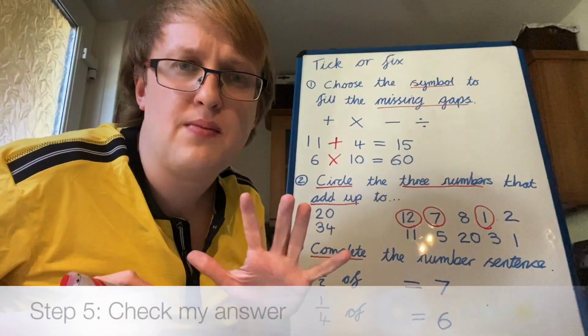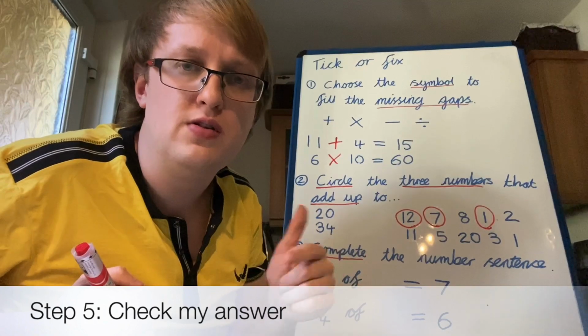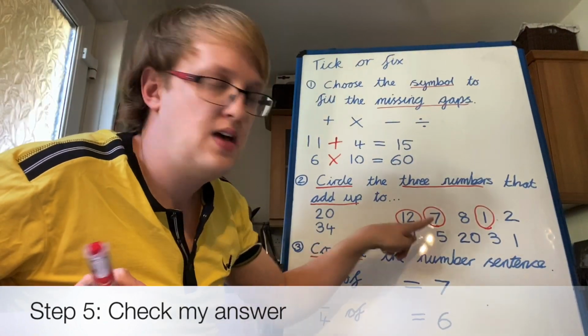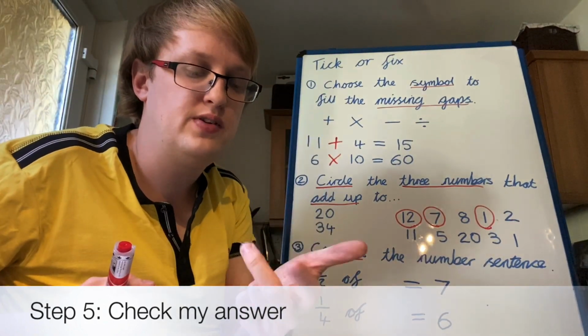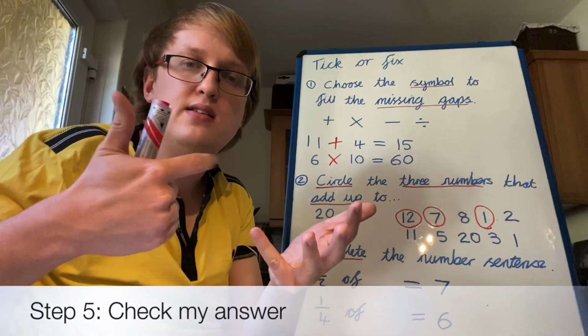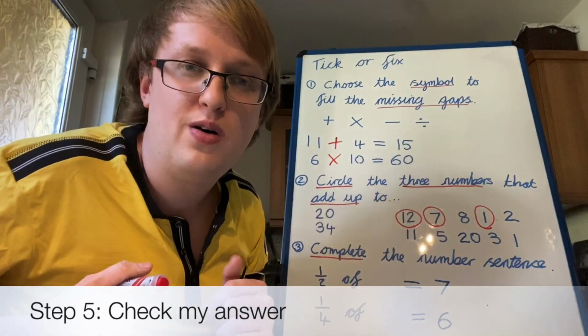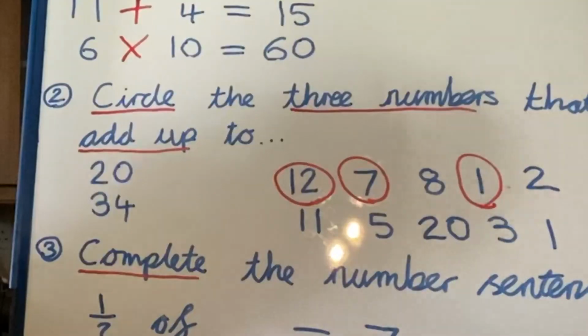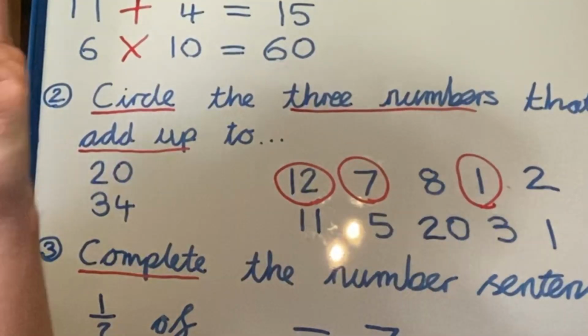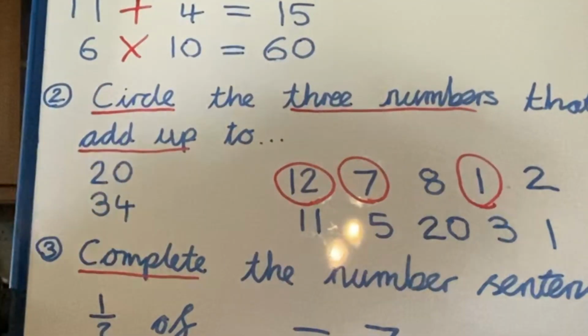I'm gonna do step 5, double check my answer before I move on to the next. 12 add 7, 12 in my head, 13, 14, 15, 16, 17, 18, 19, add the 1, 20. Looks good to me. Next question then, 34.